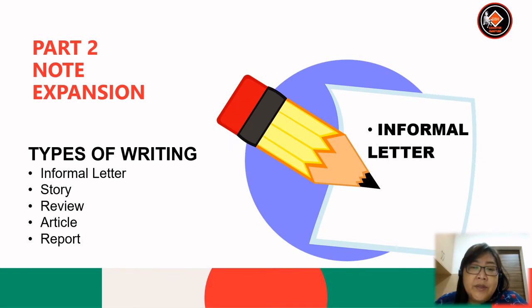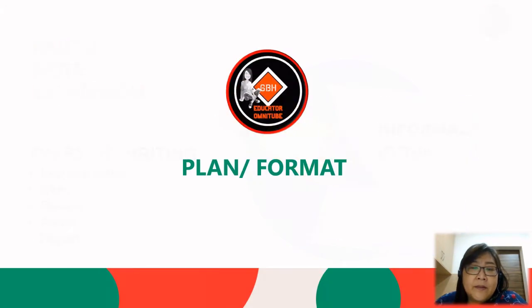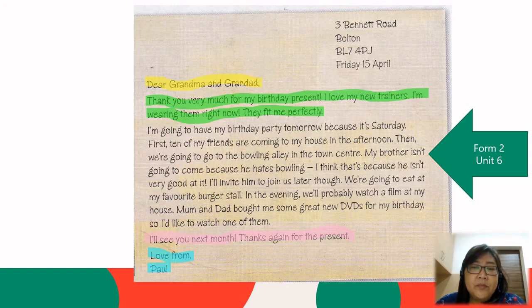There are various types of writing for part 2 of the writing paper. You have informal letter, you have story, review, article, and also report. So today, dear students, we are going to learn how to write informal letter. Let's look at the plan or the format. This is taken from your Past 2 textbook, Unit 6. So let's look at the format.